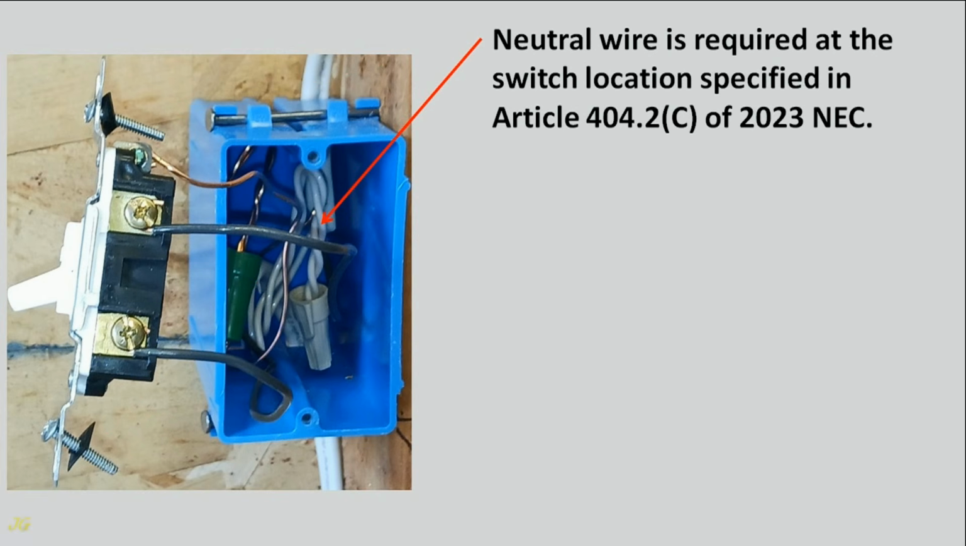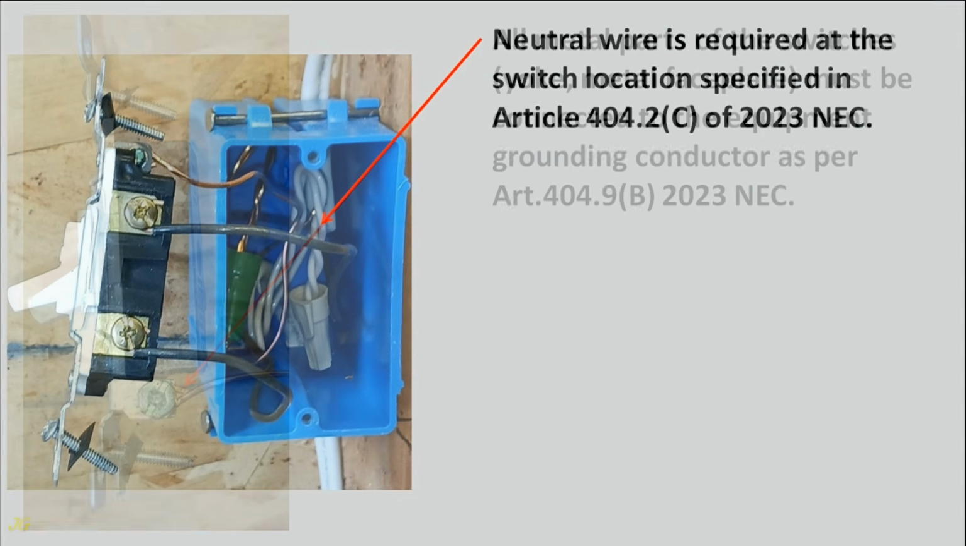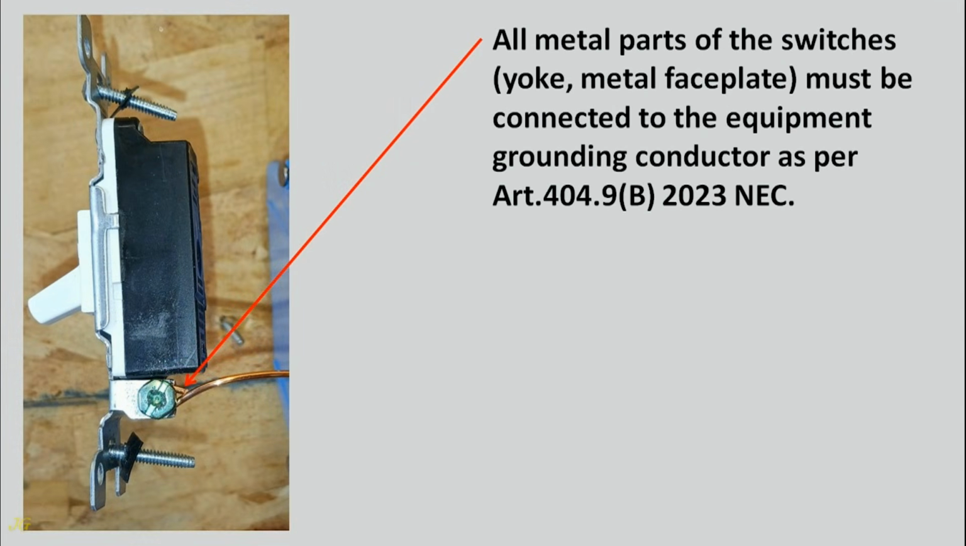Neutral wire is required at the switch location as specified in Article 404.2, c. of 2023 NEC. All metal parts of the switches, yoke, metal faceplate, must be connected to the equipment grounding conductor as per Article 404.9, b. 2023 NEC.